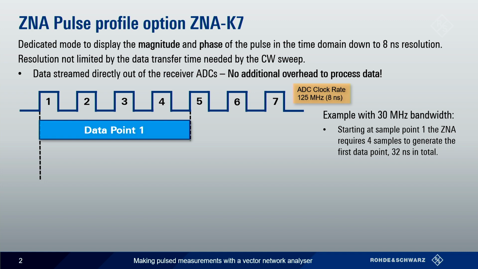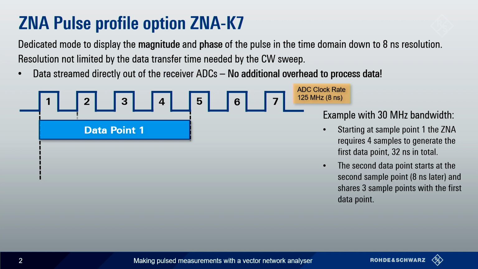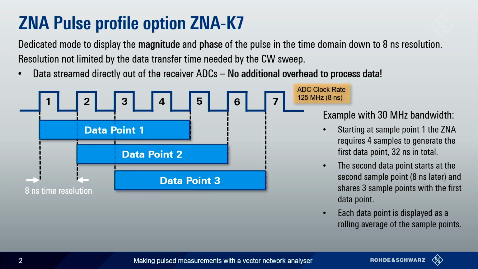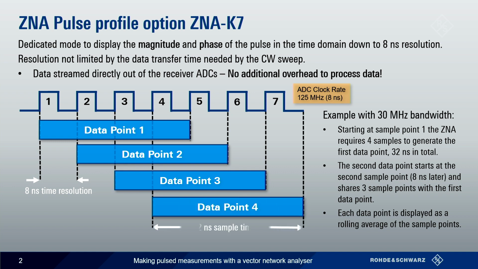So here, if we illustrate this by data point 1 being triggered at the start of the first RF pulse, then the second data point gets triggered here on the second RF pulse. And there's an 8 nanosecond spacing between the two. And then the third data point on the third RF pulse, and so on. And so what we see here then is a time resolution of 8 nanoseconds between the start of each of the measurements, but a total sampling time of 32 nanoseconds to complete the acquisition for each of the data points.